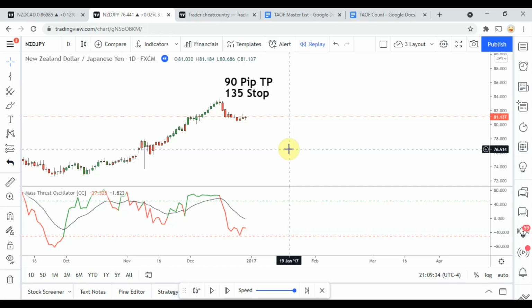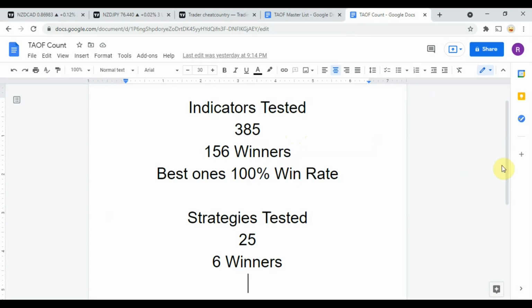Alright, as I said, today we will be testing the mass thrust oscillator. Before we do though, I wanted to put the indicator scoreboard up for everyone to see. So to date, we have tested a total of 25 different strategies with a total of 6 winners. We have also tested a total of 385 indicators with a total of 156 winners, which means that they have met or exceeded the 60% win-loss ratio threshold that we have set for them. The best ones so far were able to achieve a 100% win rate.